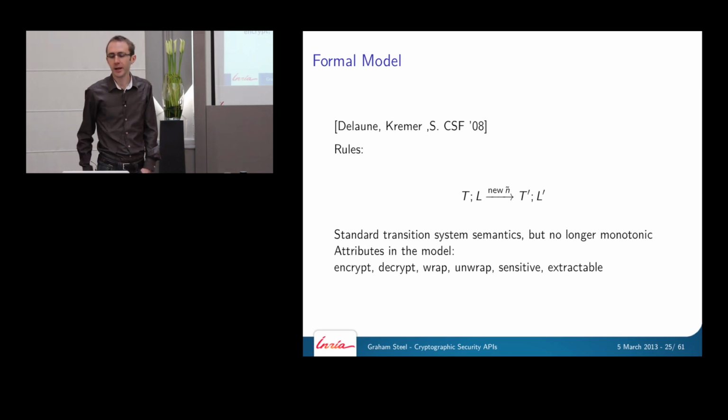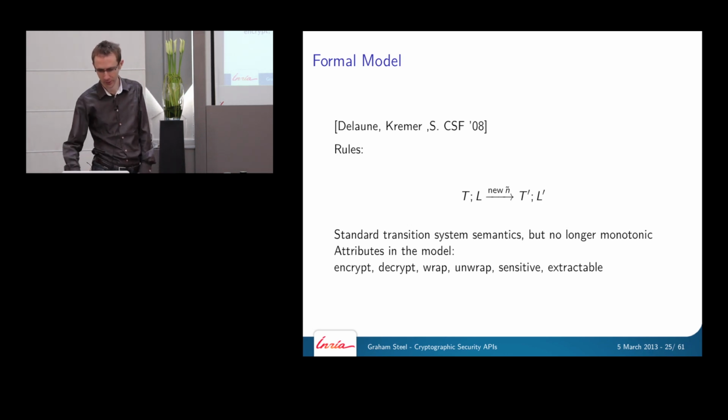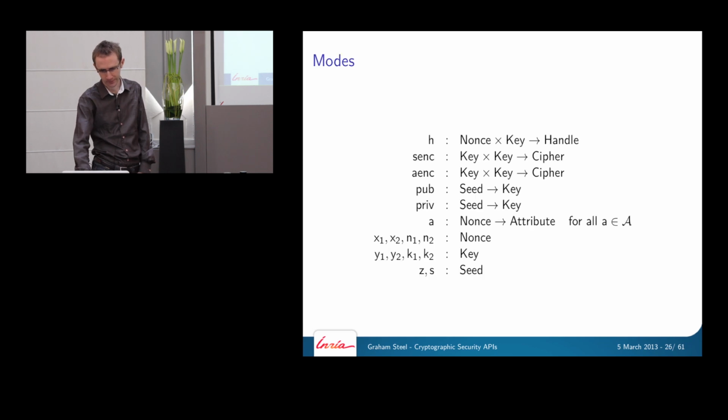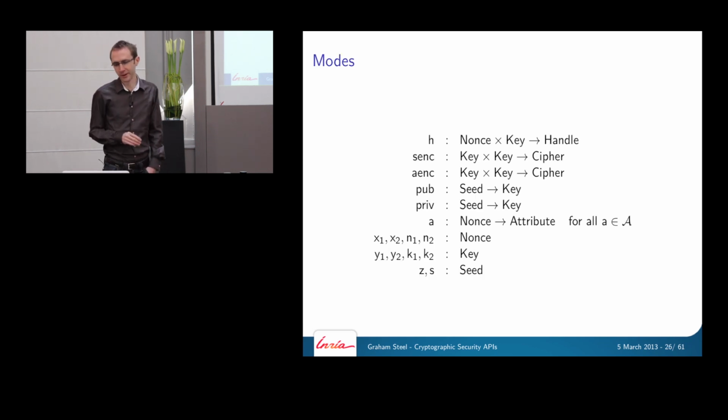So in our model, we only include the attributes encrypt, decrypt, wrap, unwrap, sensitive, and extractable. In fact, there are about another 5 or 6 attributes, doing things like signature and verify, but we don't include those for now.